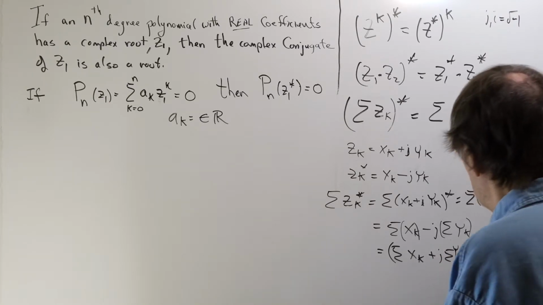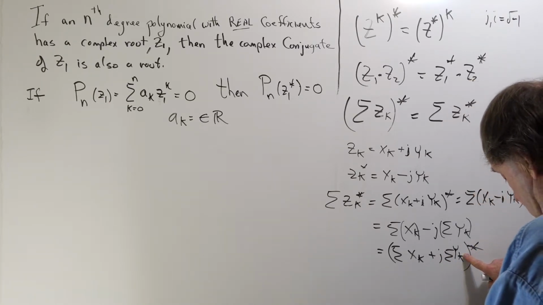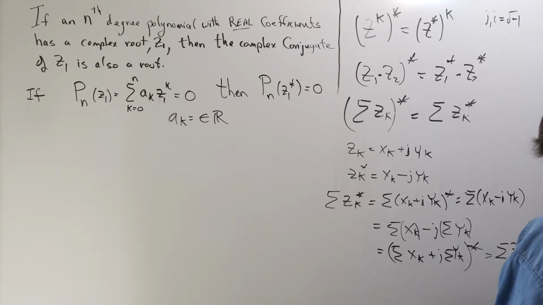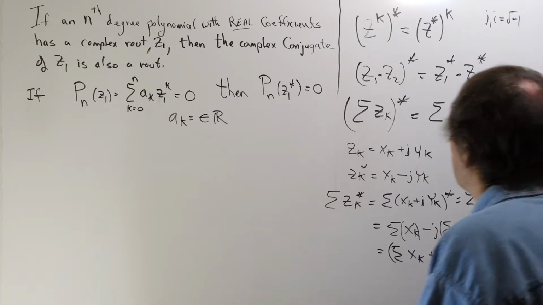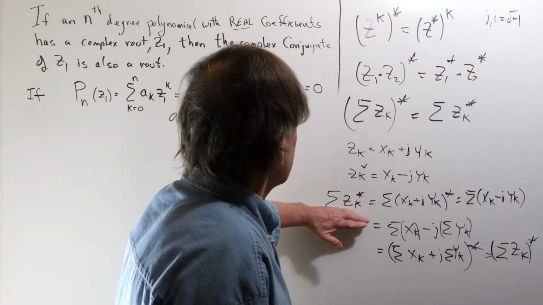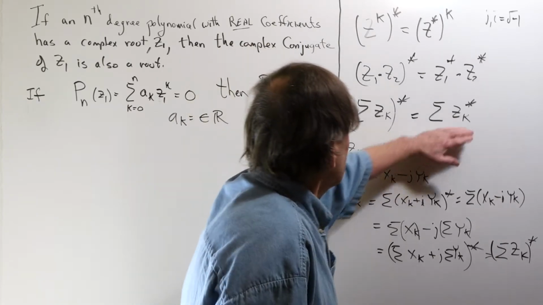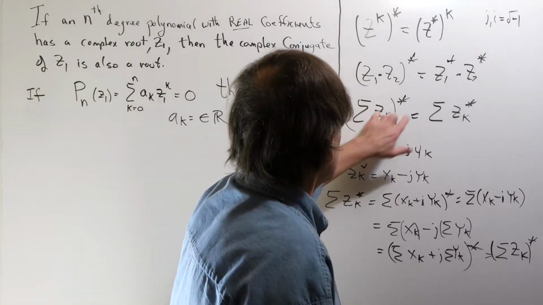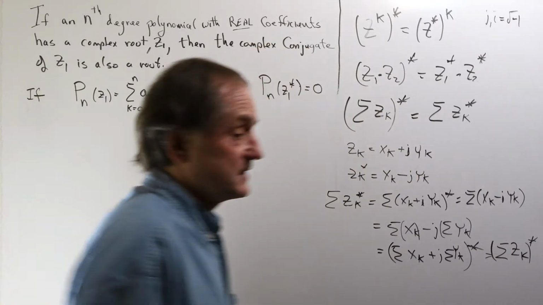So that's the conjugate, and now this becomes nothing more than the sum of the zk conjugate. So that's what I have here. We started out with the sum of zk conjugate, and we end up with the sum of zk conjugated. So that's the other property.